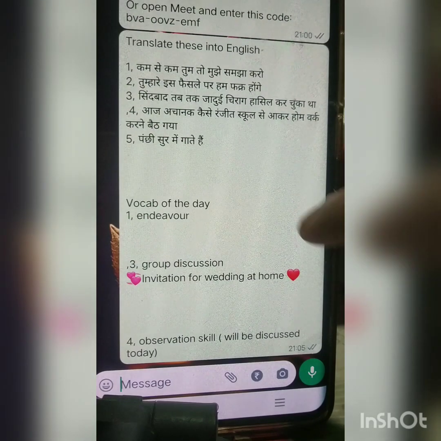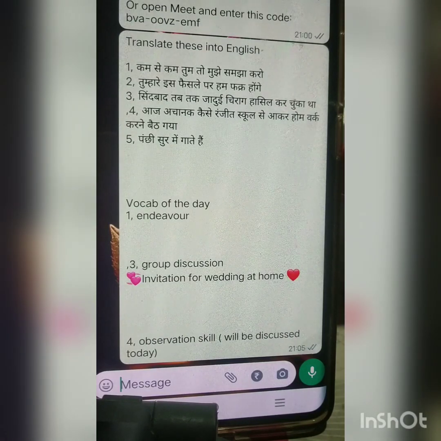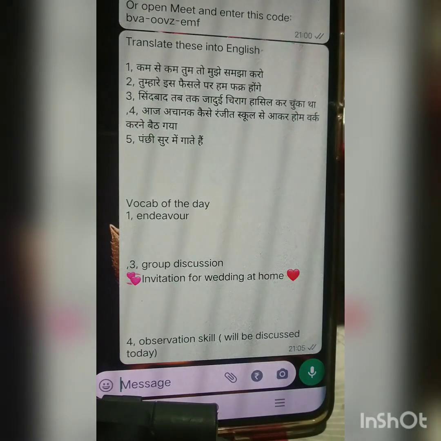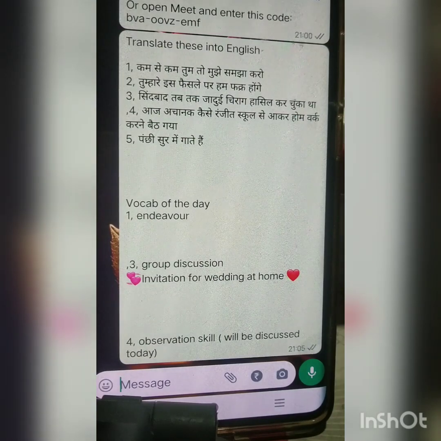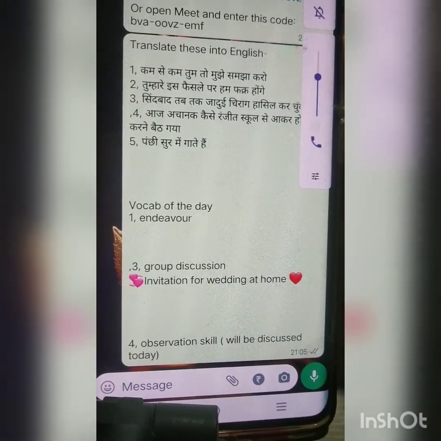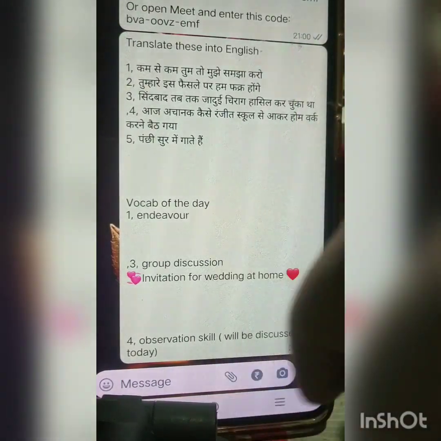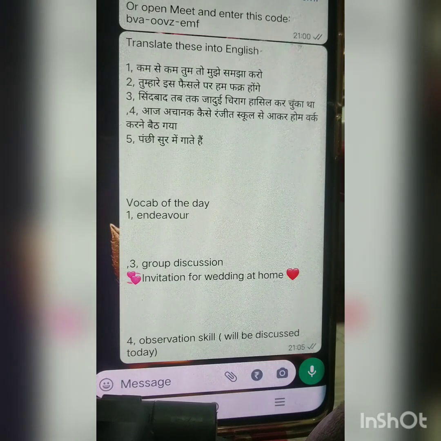So it will be: आज अचानक कैसे रंजीत स्कूल से आकर होमवर्क करने बैठ गया. How suddenly today Ranjit have come from school and sat down to do homework. You say loudly. What happened to your speaker? I can't hear. Let me raise the volume of mine. Okay, now tell me how suddenly. How suddenly today Ranjit have come from school and sat down to do homework. Very good, very good.